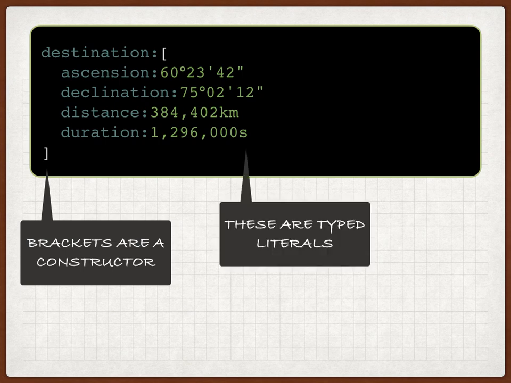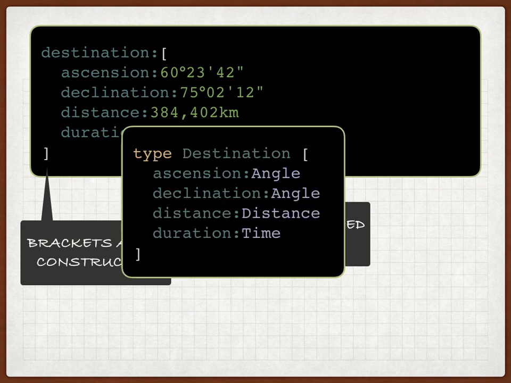So these are all typed. And so these literals, you can see these are typed. We'll talk about why they work this way a little bit, but you can see the compiler knows that 60 degrees, 23 minutes, 42 seconds is an angle. So this is creating a strongly typed piece of data.